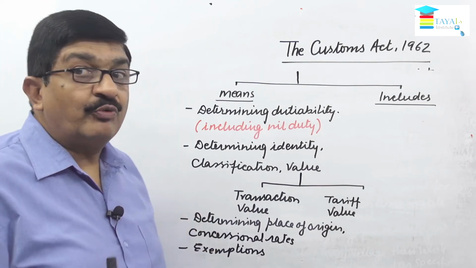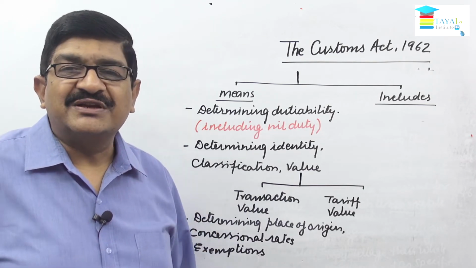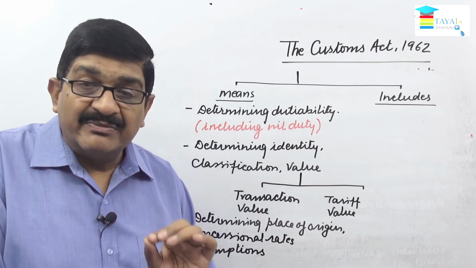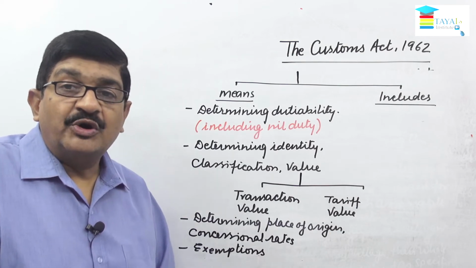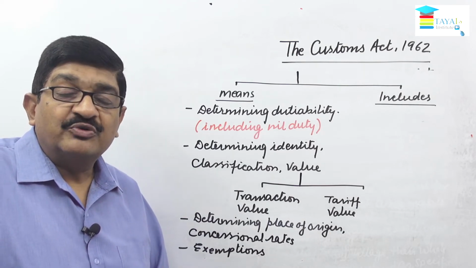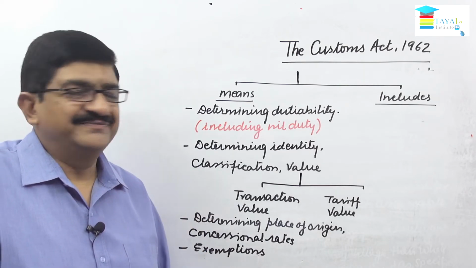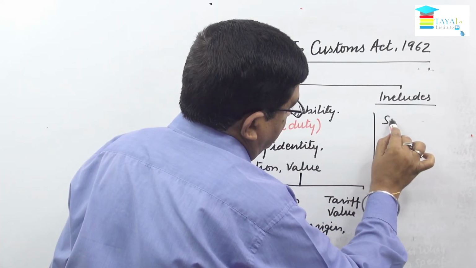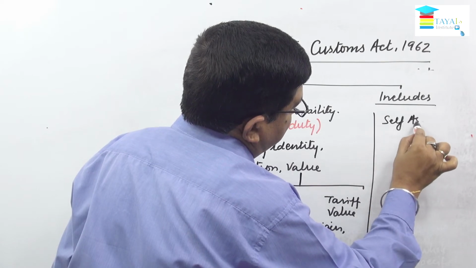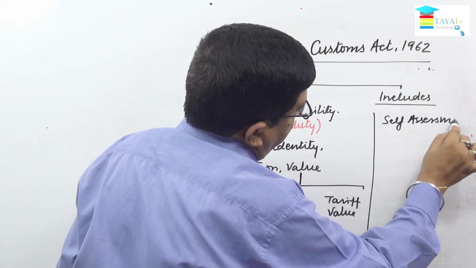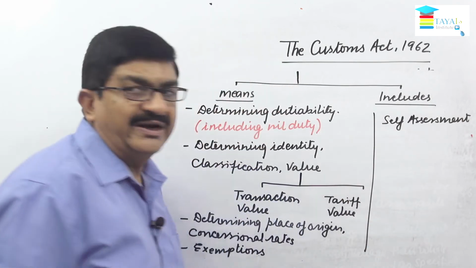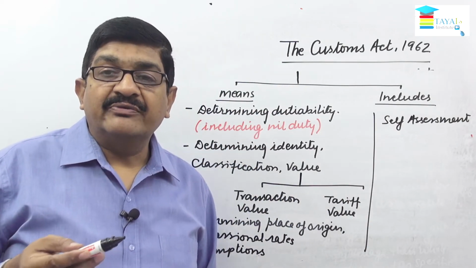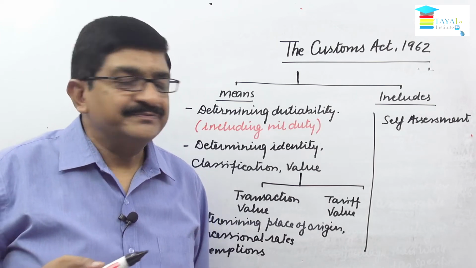So, now, what else is included herein? So, before we talk about what else is included, question is, who is going to do the assessment? Primary responsibility of determining the amount of duty payable is on the importer exporter, so that is called a self-assessment. Includes self-assessment, right? So, whenever import-export documents are filed, that is also a basic computation of the duty liability.